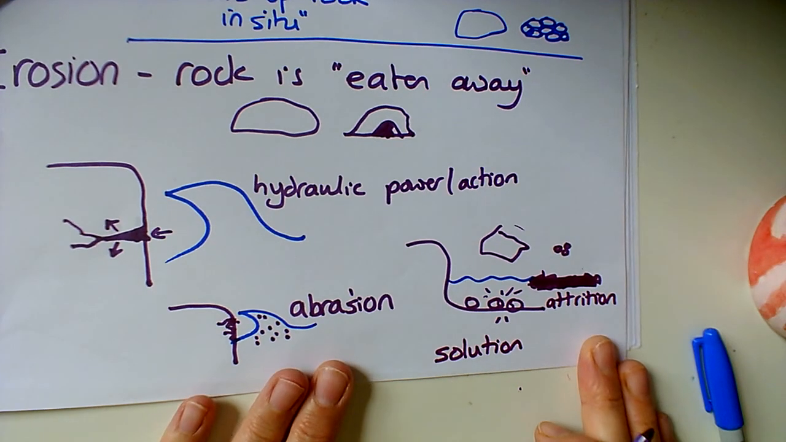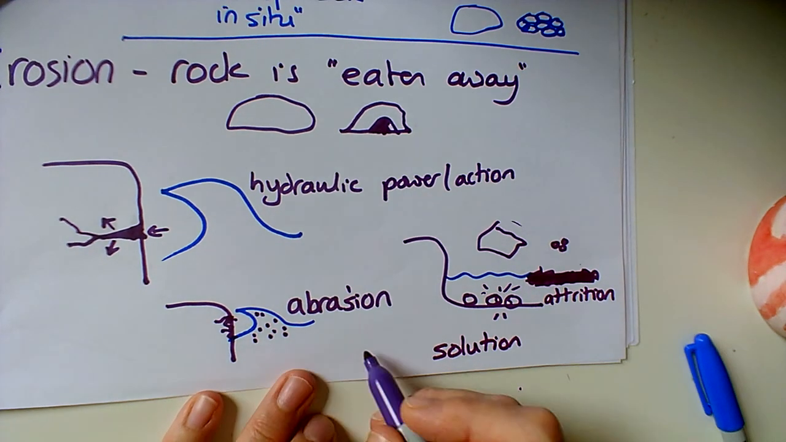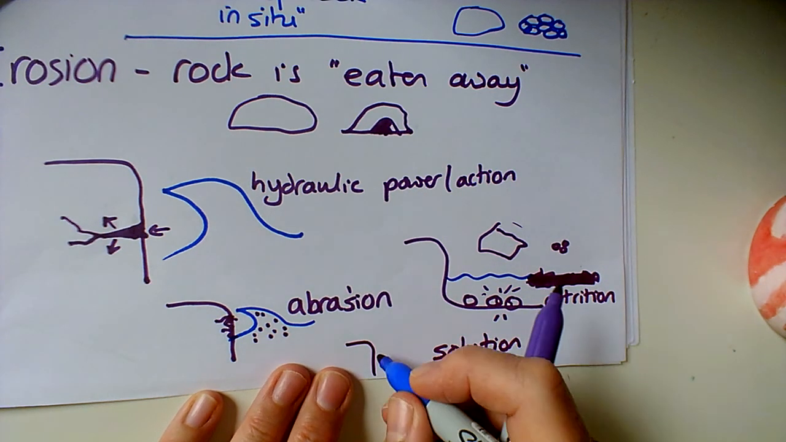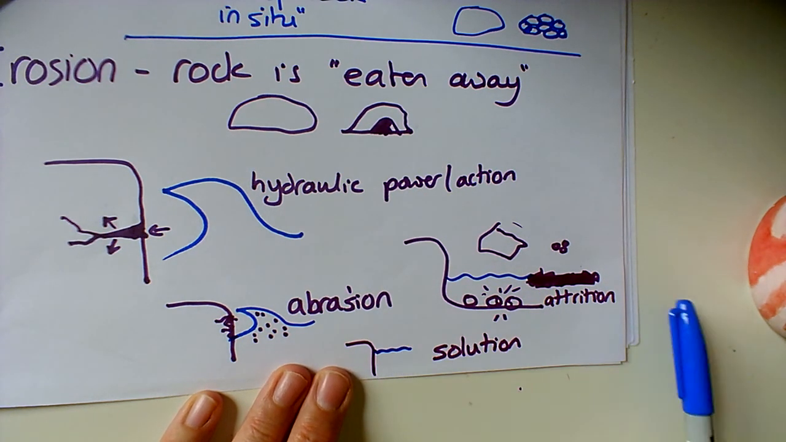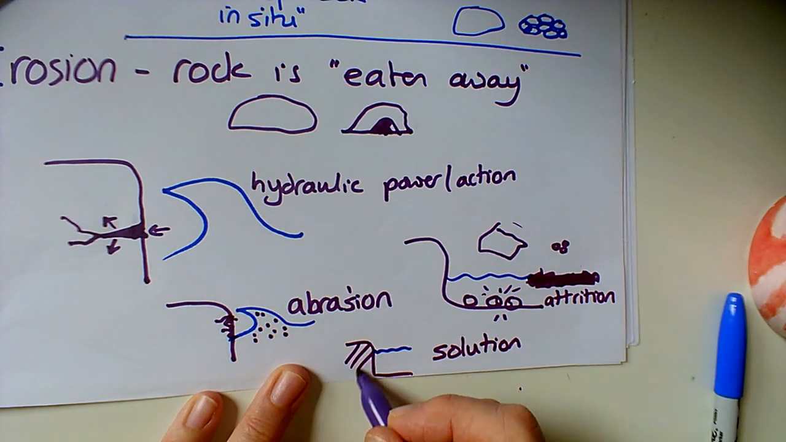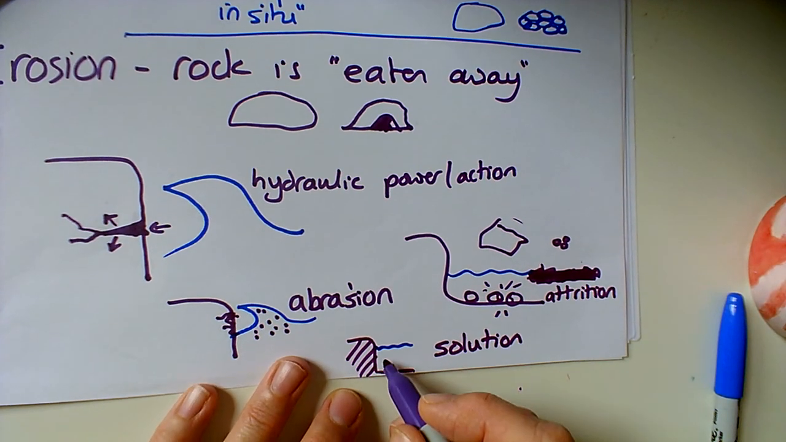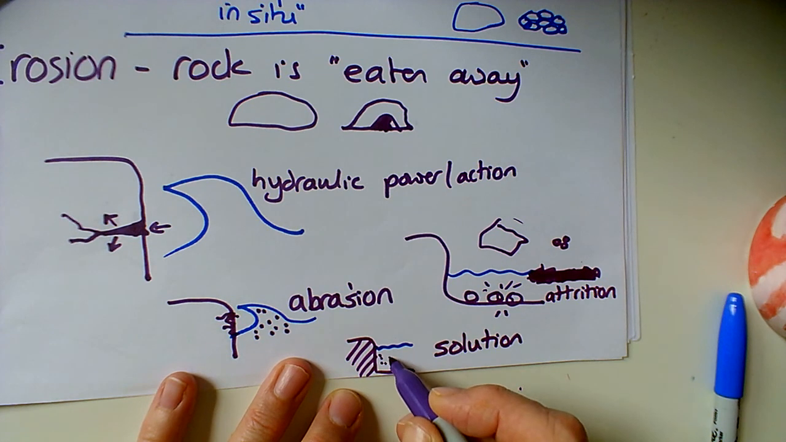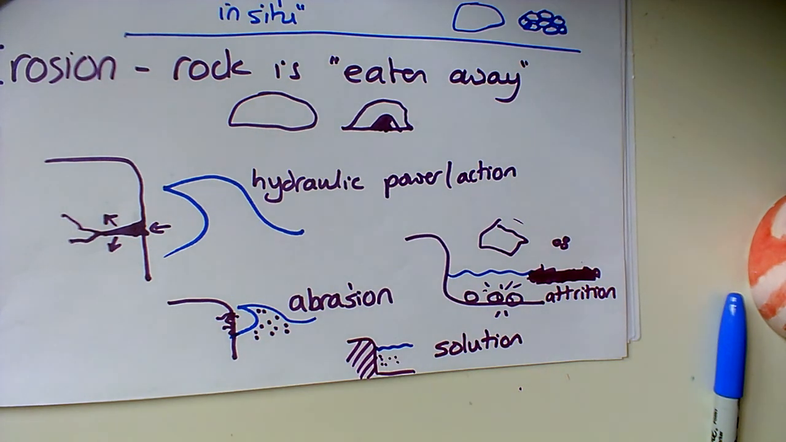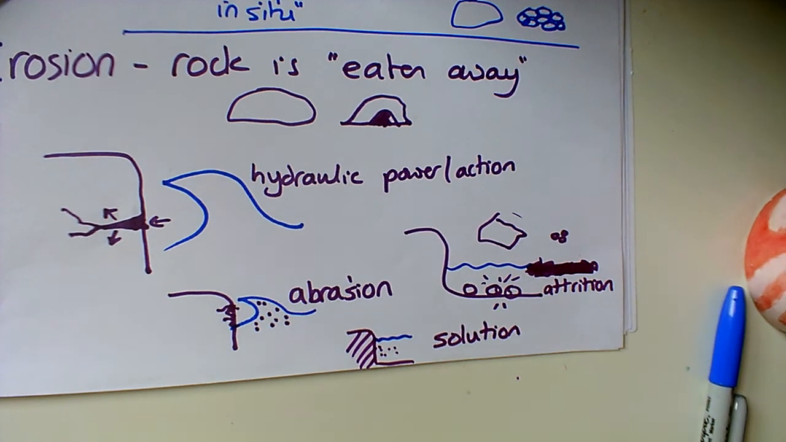And last but not least, there is solution. This is the point at which, if we have the sea water here against the cliff, and the seawater is acidic and the rock material is limestone, which is a bit alkali, little bits of it will be dissolved away, and over time it will change shape.